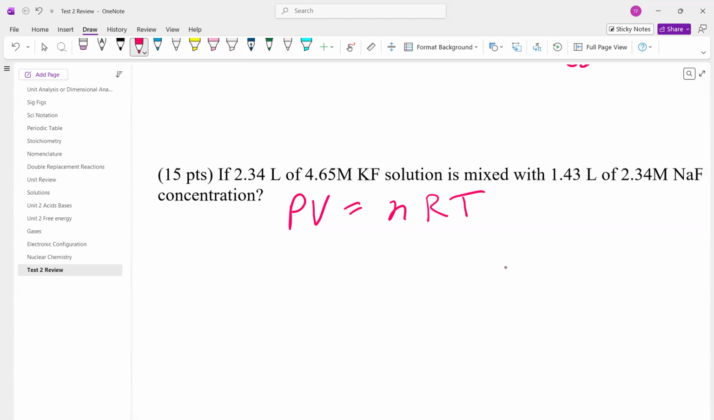Okay, so we're going to use PV equals nRT, and R is going to be equal to the value I put at the bottom of the test. So we're going to use that value. Okay, temperature is... this is not a gas problem. What am I doing? The other one was a gas problem.